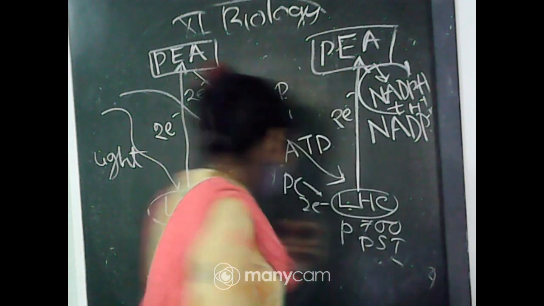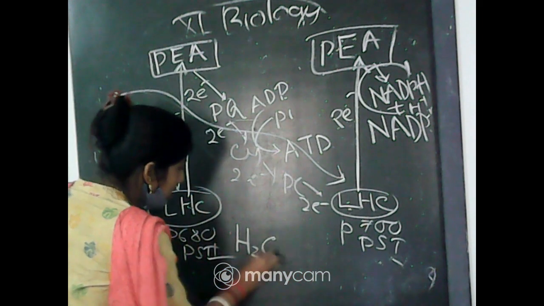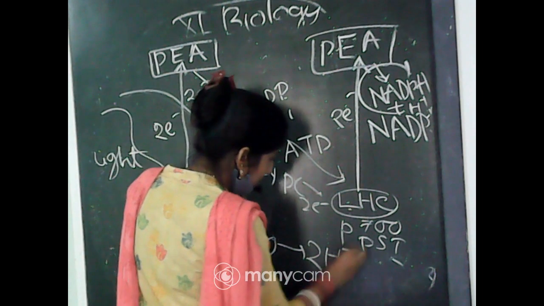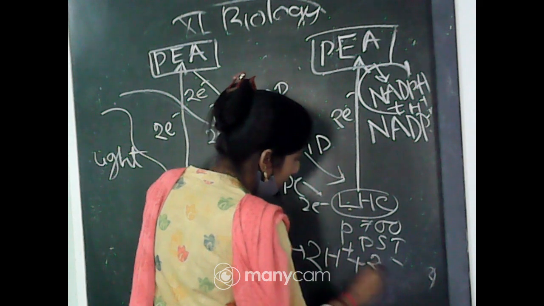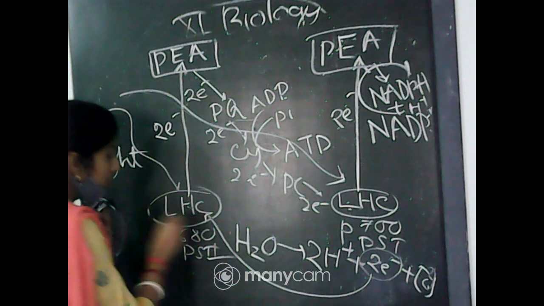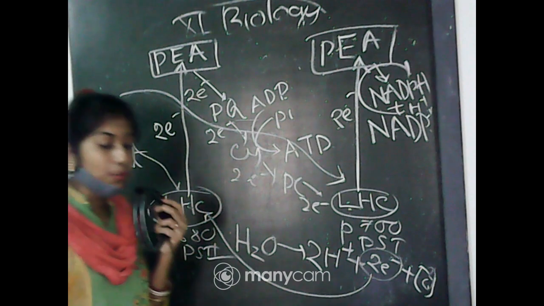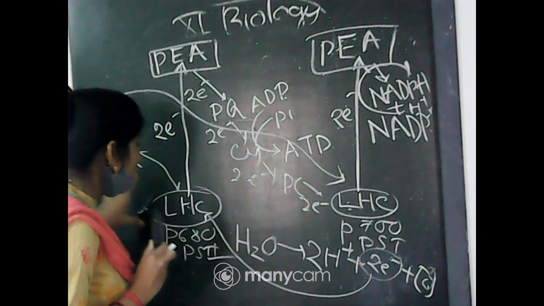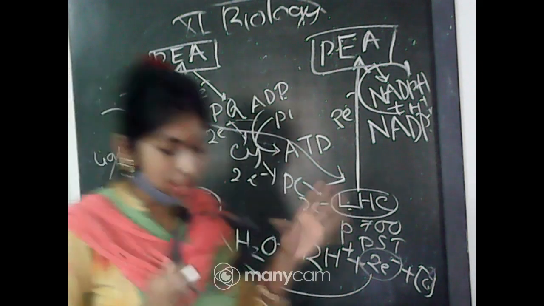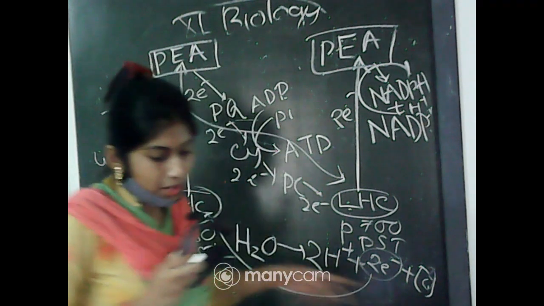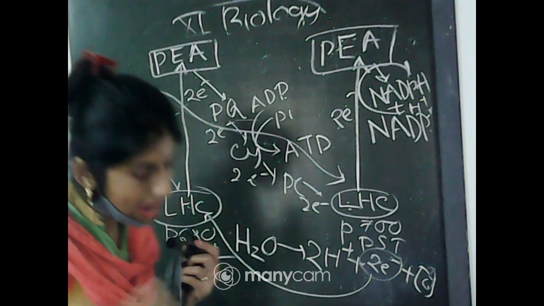So what will happen? Water will be split and will form this. From here we are getting electrons, and these electrons will be transferred to PS2, and by this PS2 is getting a continuous electron supply. Now it creates an oxygen atom also. So this oxygen will be released as a byproduct.